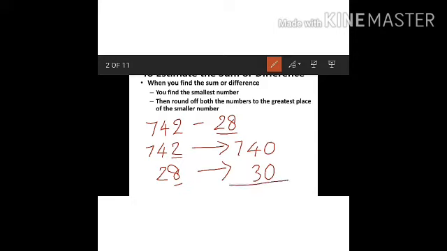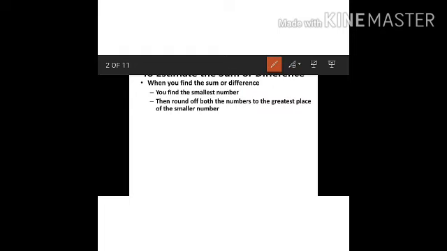Now what we have to do? We have to find the difference. So 0 minus 0, it will be 0. Then 4 minus 3, 1 and 7. So our answer will be 710. So our estimated value is 710. Now let's do some problems.